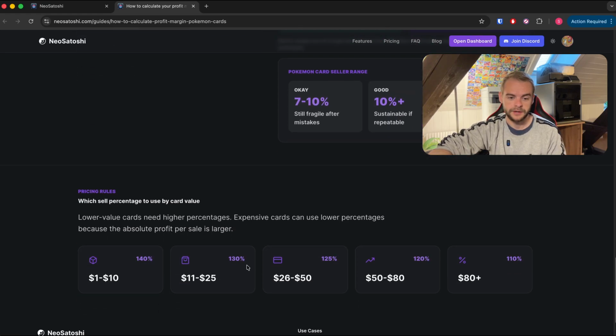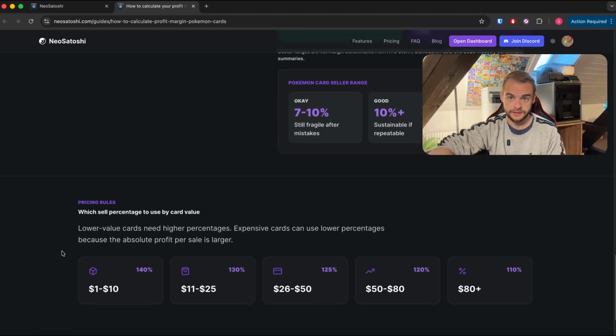Now coming back to the pricing rules. What I usually do is price a minimum. I have a minimum price of $2 for each card, not bulk cards, but EX cards, V cards, and all other cards which have a higher rarity. I just do from $2 onwards.